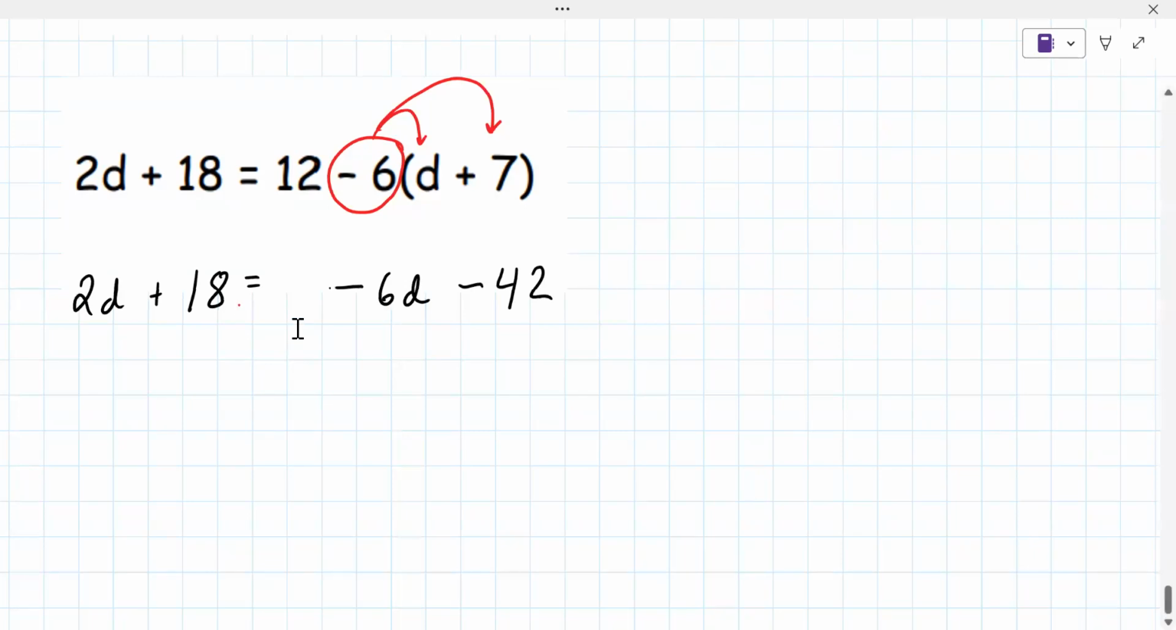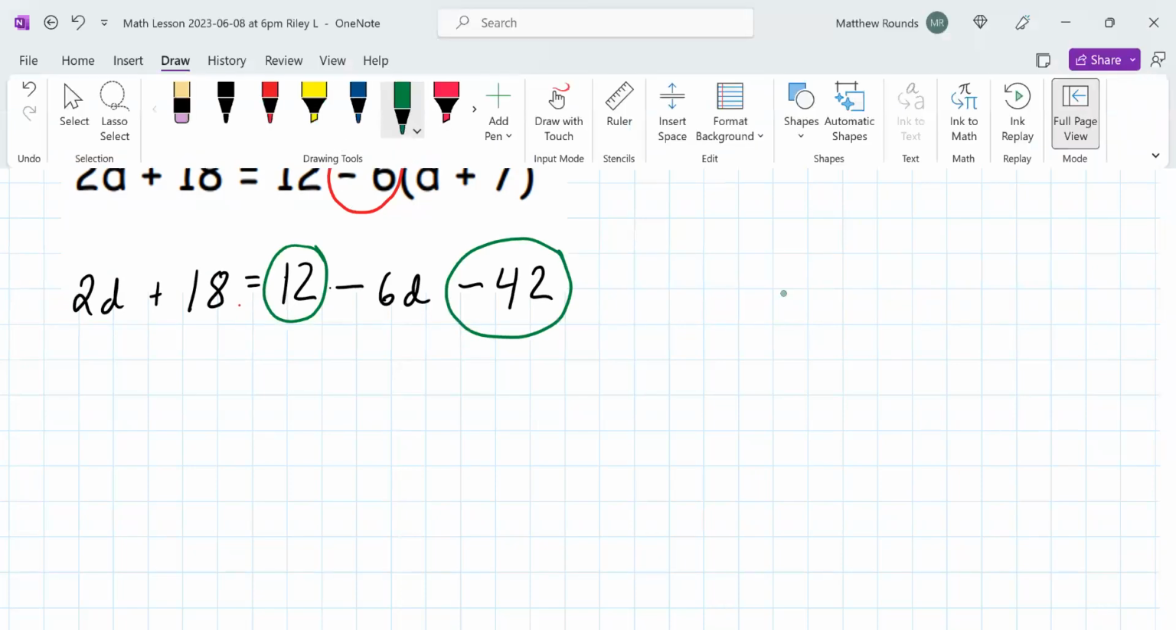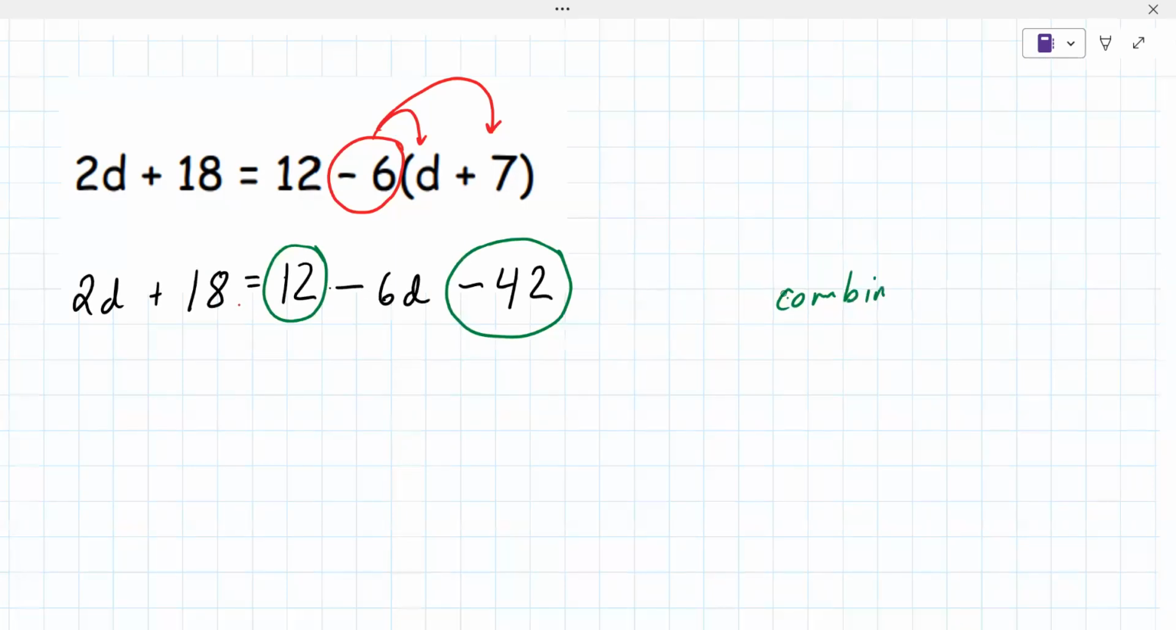So it'd be the same thing, the sign's just different? Yeah, it just changes the signs when it's a negative. All right. Sorry, I didn't bring that 12 down either. There we go. Okay. Now, on the right side of the equation, you can combine like terms. There's a 12 positive and a minus 42 negative, so you can combine like terms.